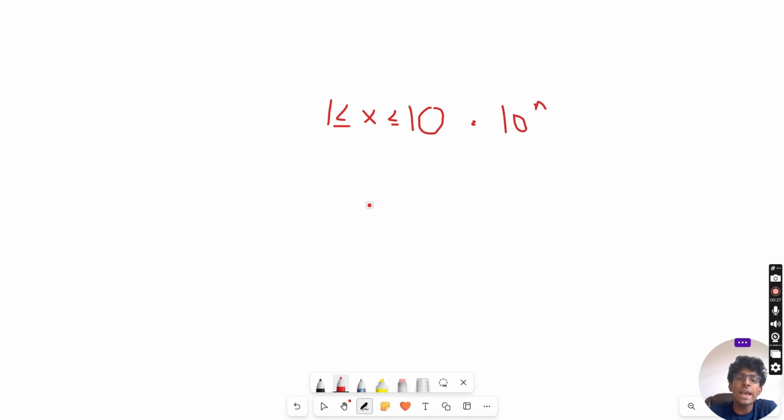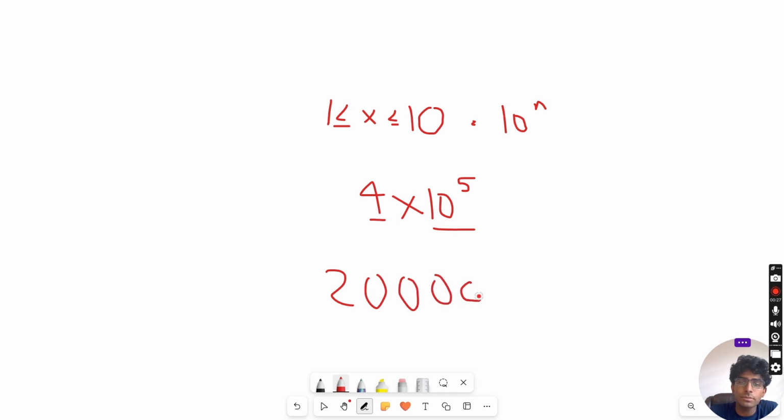So for example, let's say we have 4 times 10 to the 5, right? That's an example of a number written in scientific notation. 4 is between 1 and 10, and it's multiplied by some power of 10. So it's really important to be able to convert back and forth between regular numbers and scientific notation. So let's say we have 2, and let's just add 6 zeros, right? Let's say we're asked to write this number in scientific notation.